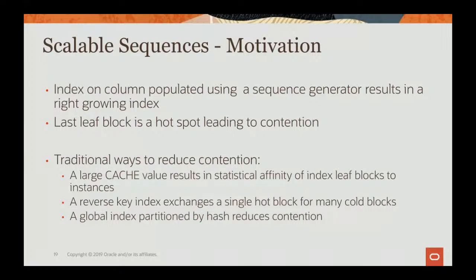Previously, we had a number of techniques to overcome this contention before we implemented scalable sequences. One way is to have a large cache size. We know that caches are instance local, so this automatically gives us affinity to instances for the leaf blocks. Another idea that has often been used is a reverse key index, where you're basically reversing the bytes of the index. This helps to spread the heat from one block to multiple cold blocks. A third technique is to use a hash partitioned index, which helps with the non-RAC setup.